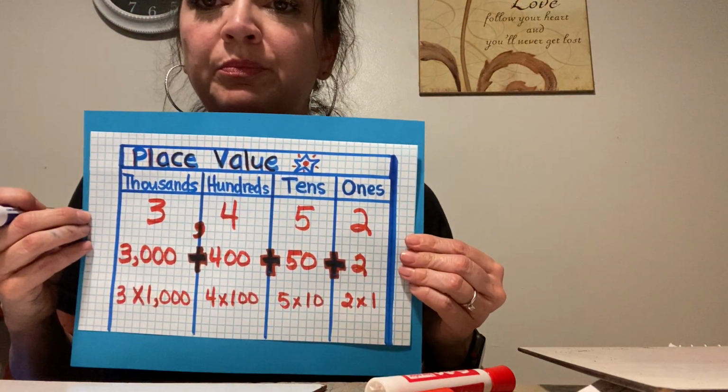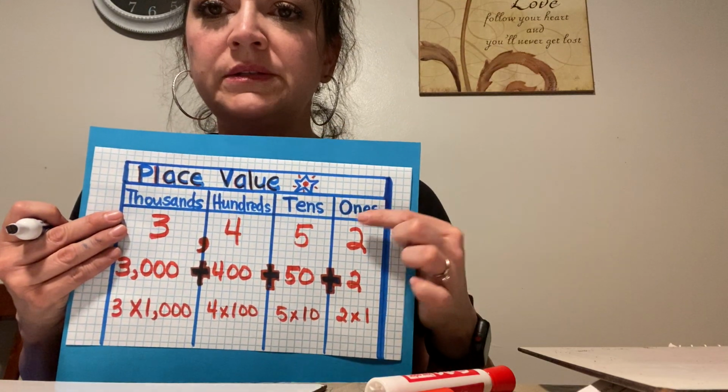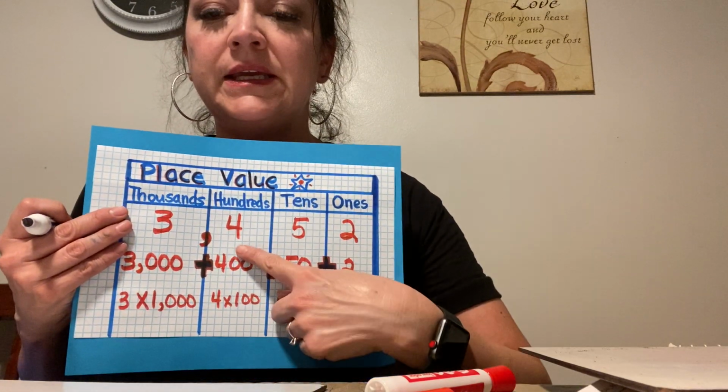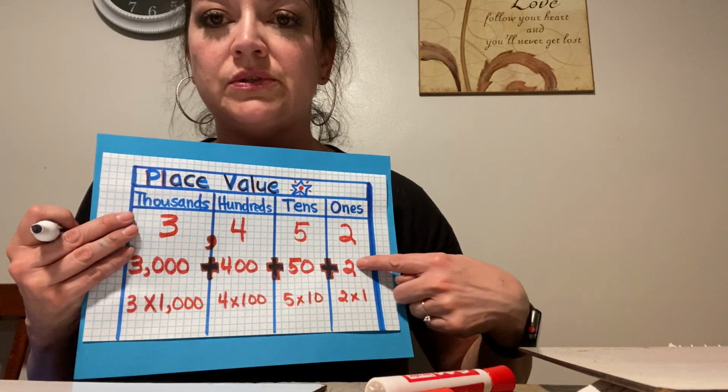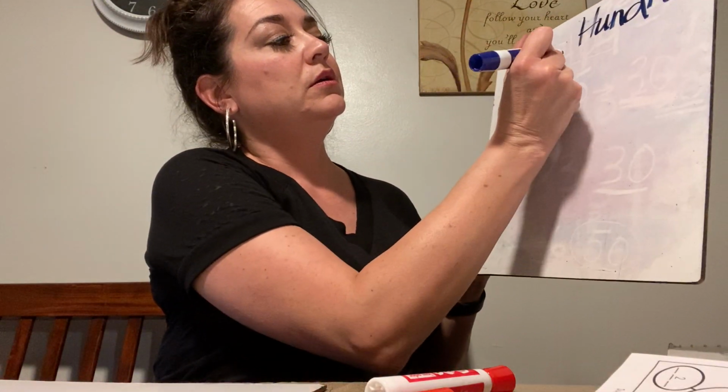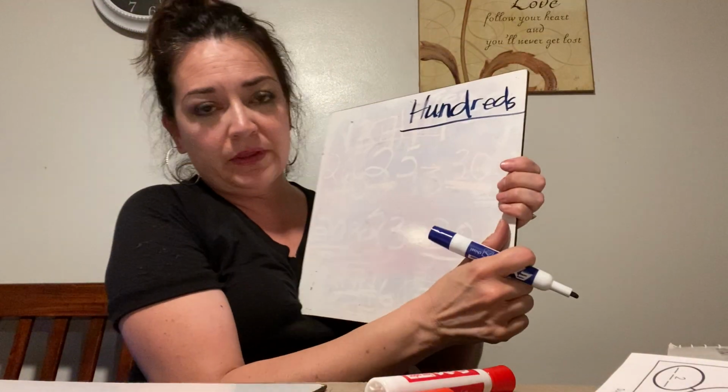I want you to just remember the place value. So we had ones, tens, now we're taking it to the hundreds place. So now we're going to be dealing with 3-digit numbers. So that's our reminder. We're doing the hundreds place now.